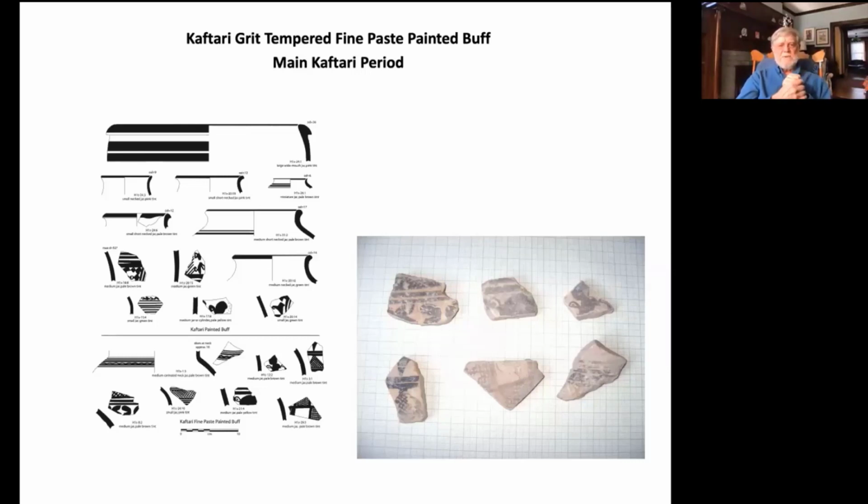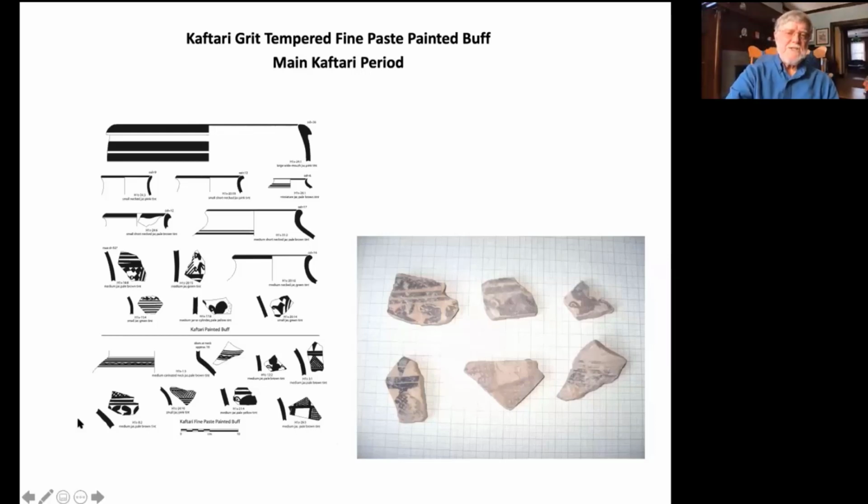This may be what Vandenberg was calling Calais. I'm not sure. I have a hard time puzzling out much of Vandenberg's work. It does seem to be contemporaneous with the rest of the Kaftari pottery.